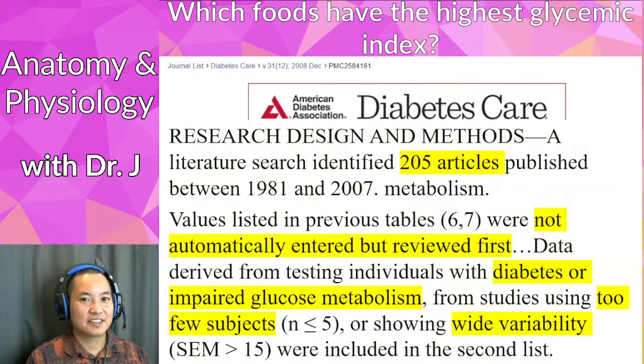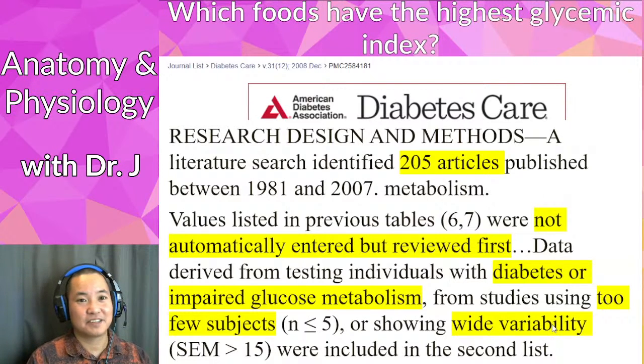If you take statistics or biostatistics later on, you'll know that statistics are more reliable and less prone to errors due to random variability and chance the more people you have in the study. So having fewer than 5 people, or 5 people or fewer, is not a very well done study.